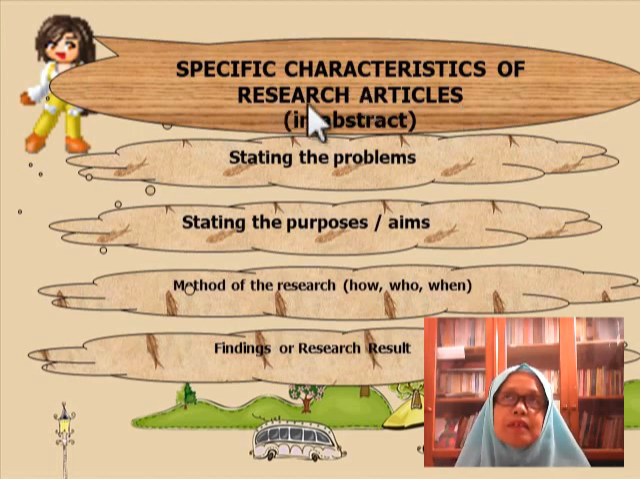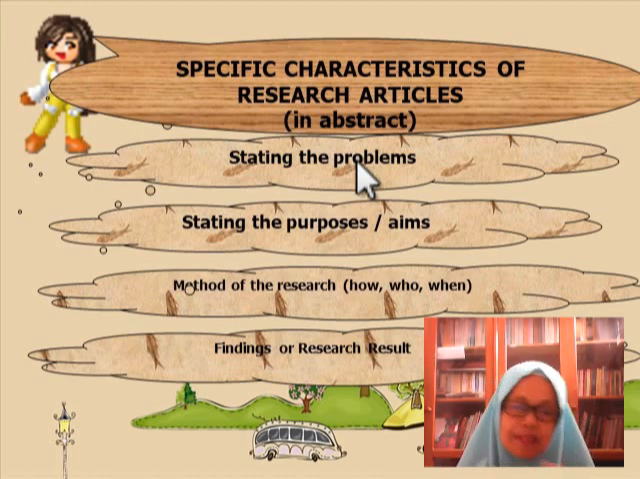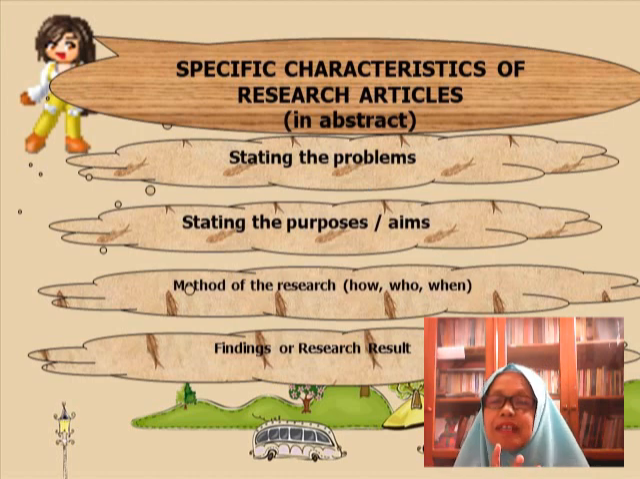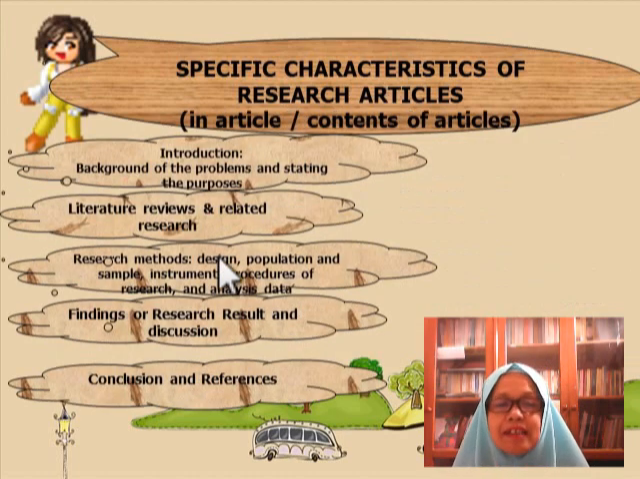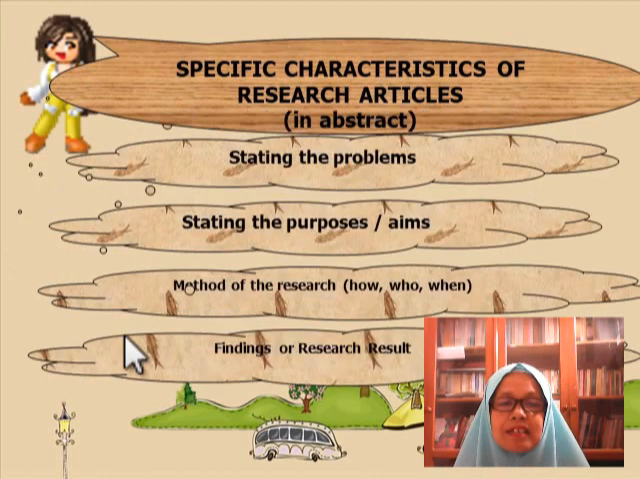I have sent in Google Classroom the task that you should make. It is about articles. Ya kan, untuk mencari research article or non-research article. Nah, ada karakteristik of research article, ada problemnya, ada purposes-nya, ada method of the research-nya, dan ada finding or the result-nya. Kalau ini adalah dalam isi dalam artikelnya. Kalau yang ini tadi, yang di abstraknya.